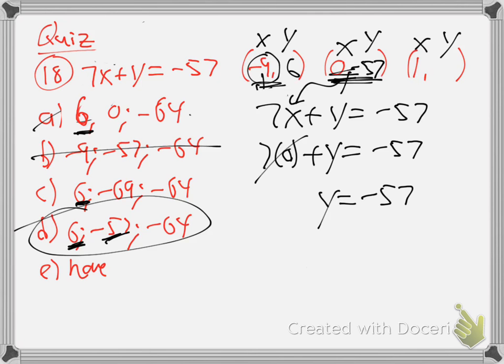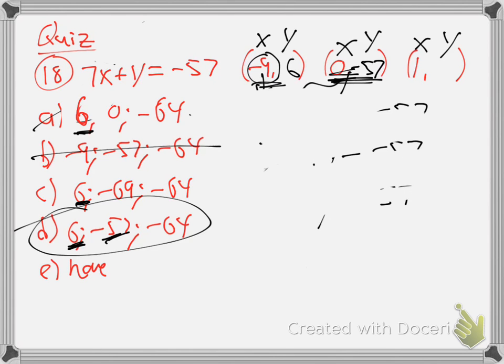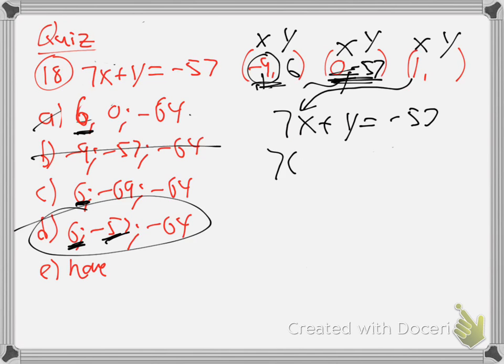Don't be too hasty. All right, so we got to try the third one just to be 100% sure, because we don't want to be 99% sure. All right, so the third one, we take the equation, 7x plus y, yet again. Put in the 1 for x.